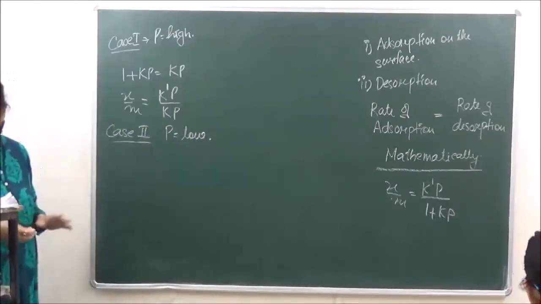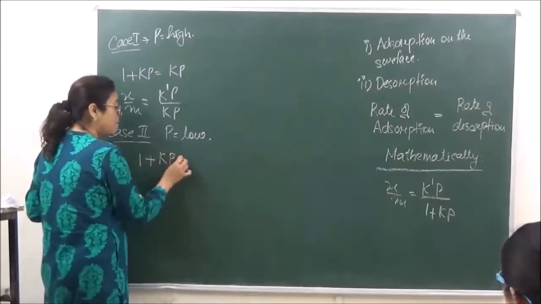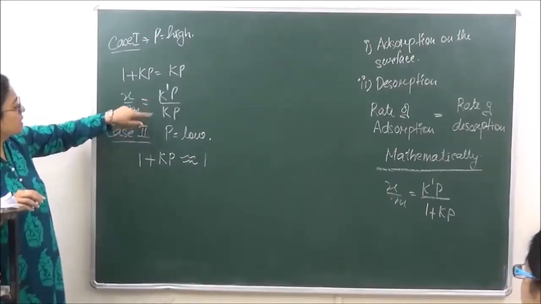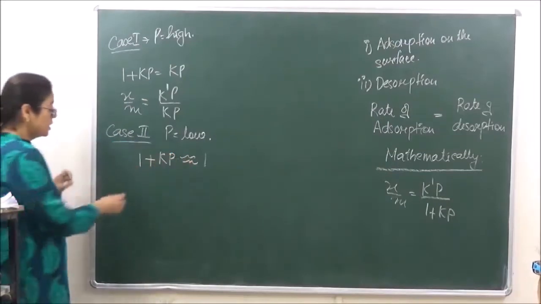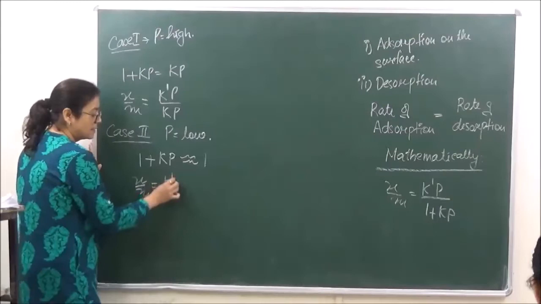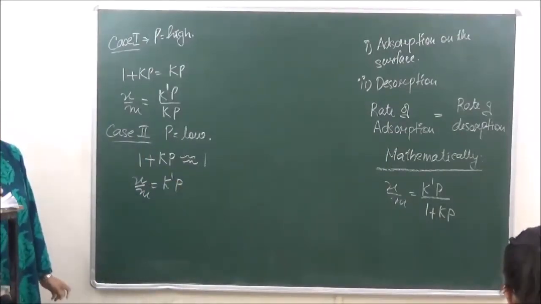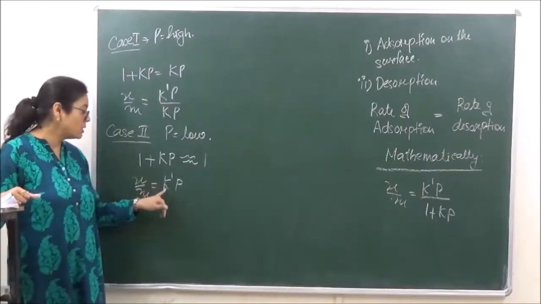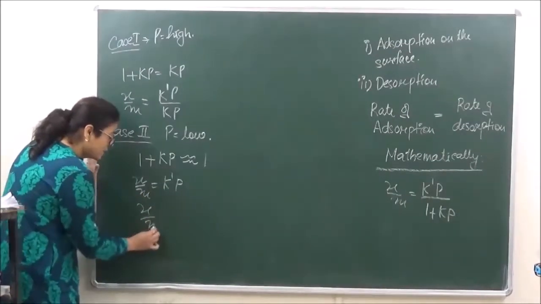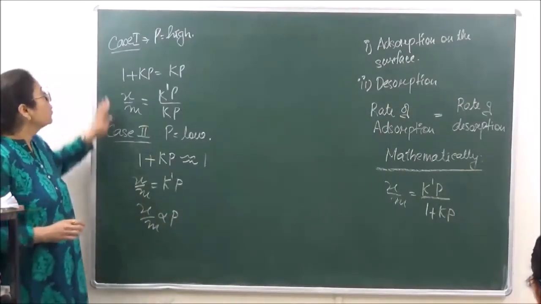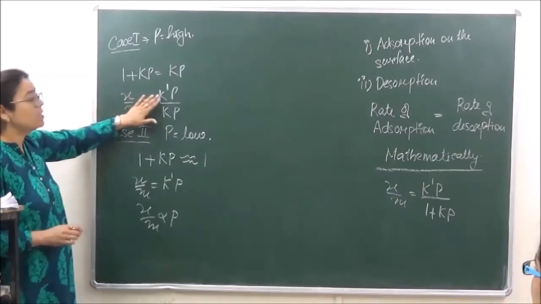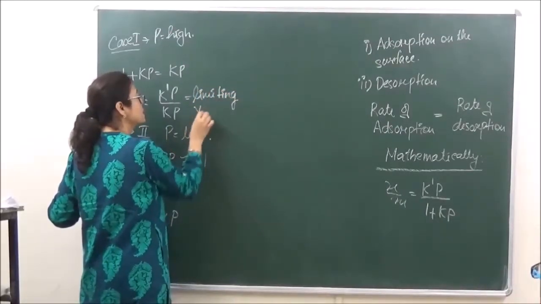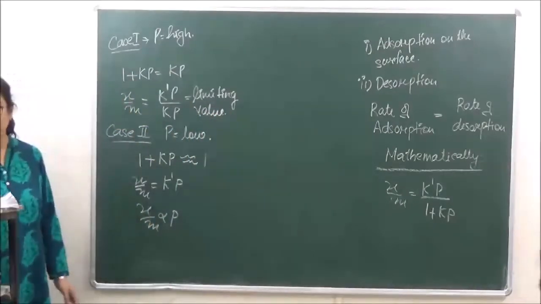When pressure is low, in that case 1 plus Kp approximately becomes equal to 1. So if 1 plus Kp is equal to 1 in that equation, x upon m will become equal to k dash p. Right? So at low pressures, the extent of adsorption is directly proportional to pressure, because k dash is a constant. So we can say that x upon m is directly proportional to p. Whereas at high pressures, x upon m reaches a limiting value.